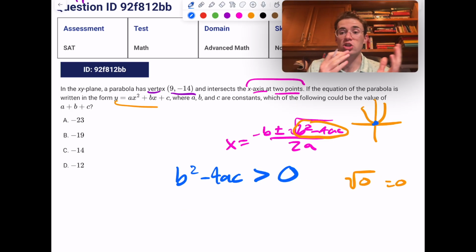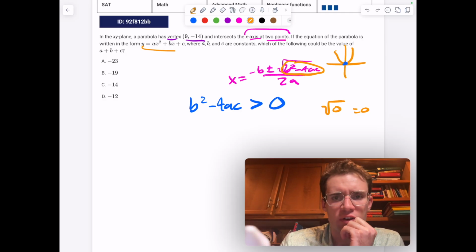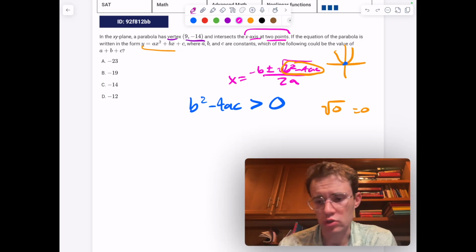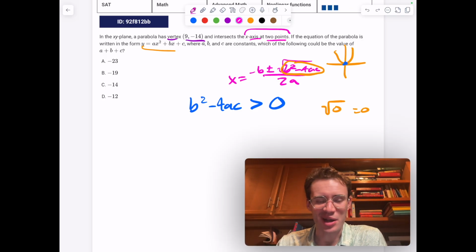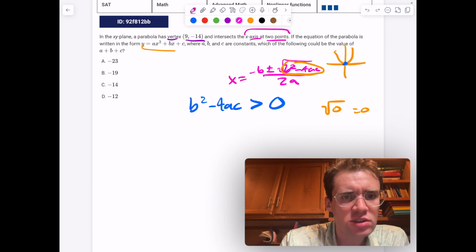If it's a negative number, the square root of a negative, as we said, is imaginary, so you wouldn't get any real solutions. All right, so we know that b squared minus 4ac is greater than 0. That's just from the part where it says it crosses the x-axis at 2 points. We're assuming we're talking about real numbers, actual points, not on some imaginary axis. And the equation of the parabola is written in the form y equals ax squared plus bx plus c.